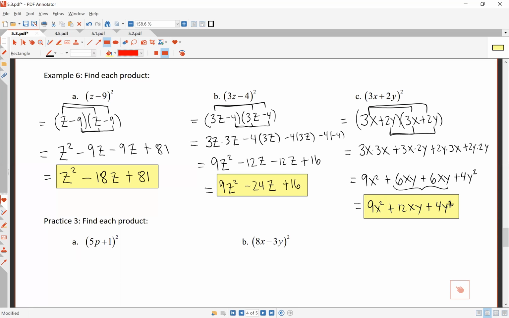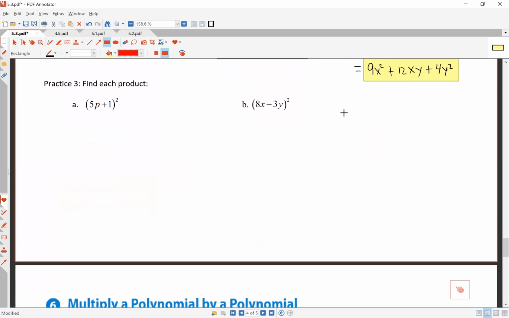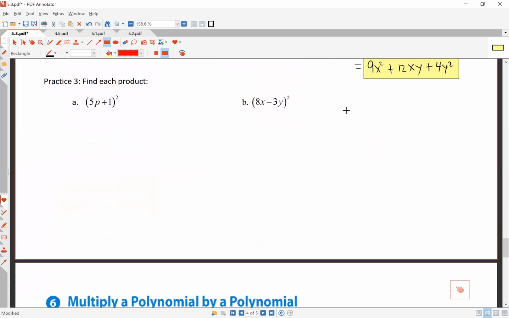There are 2 practice problems for you to try. I encourage you to press pause on your video and work these out and come back when you're ready to see the solution. Now that you've had your chance to work these out, I'll work these out with you.